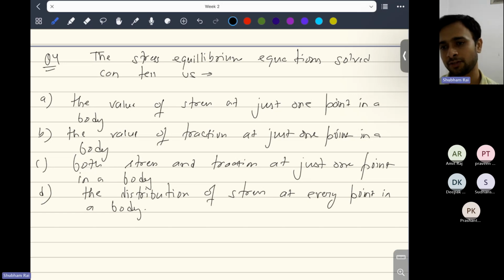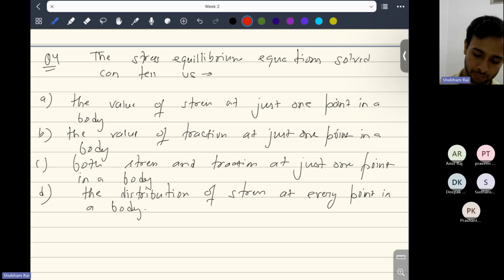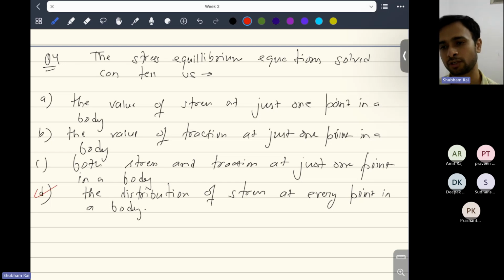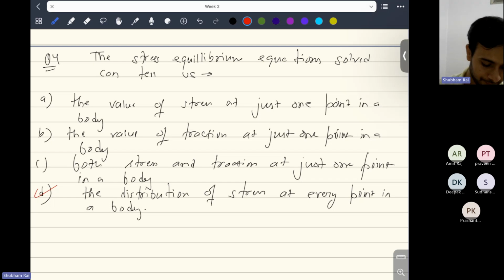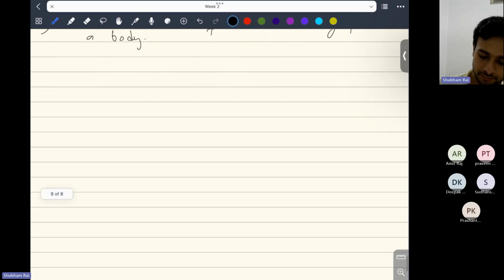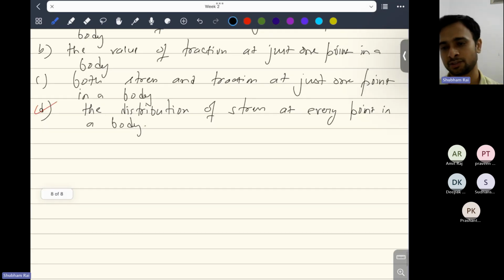Actually, if you solve stress equilibrium equations, because stress is differentiated with respect to x, y, and z, it will give you the distribution of stress with respect to x, y, and z. Okay, you'll have to integrate those equations because those are differential equations. You'll have to solve using different techniques. Maybe if you solve using an analytical method, you'll get the distribution of stress at every point in the body. So option D is correct. It will not just tell you about one point; it will tell you the whole distribution of stress in the body. So let's go to question 5. And it will only give you stress, because those are termed stress equilibrium equations.